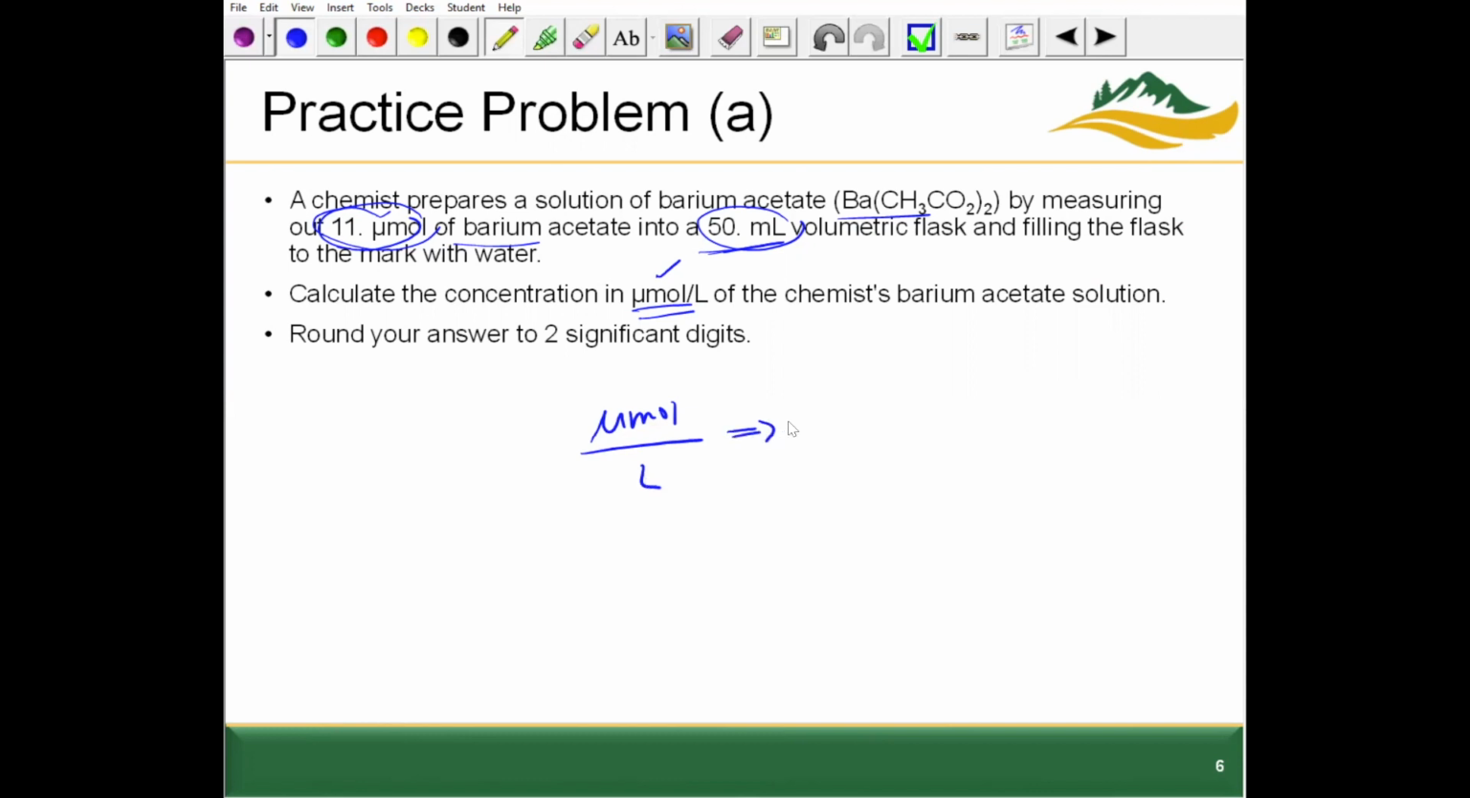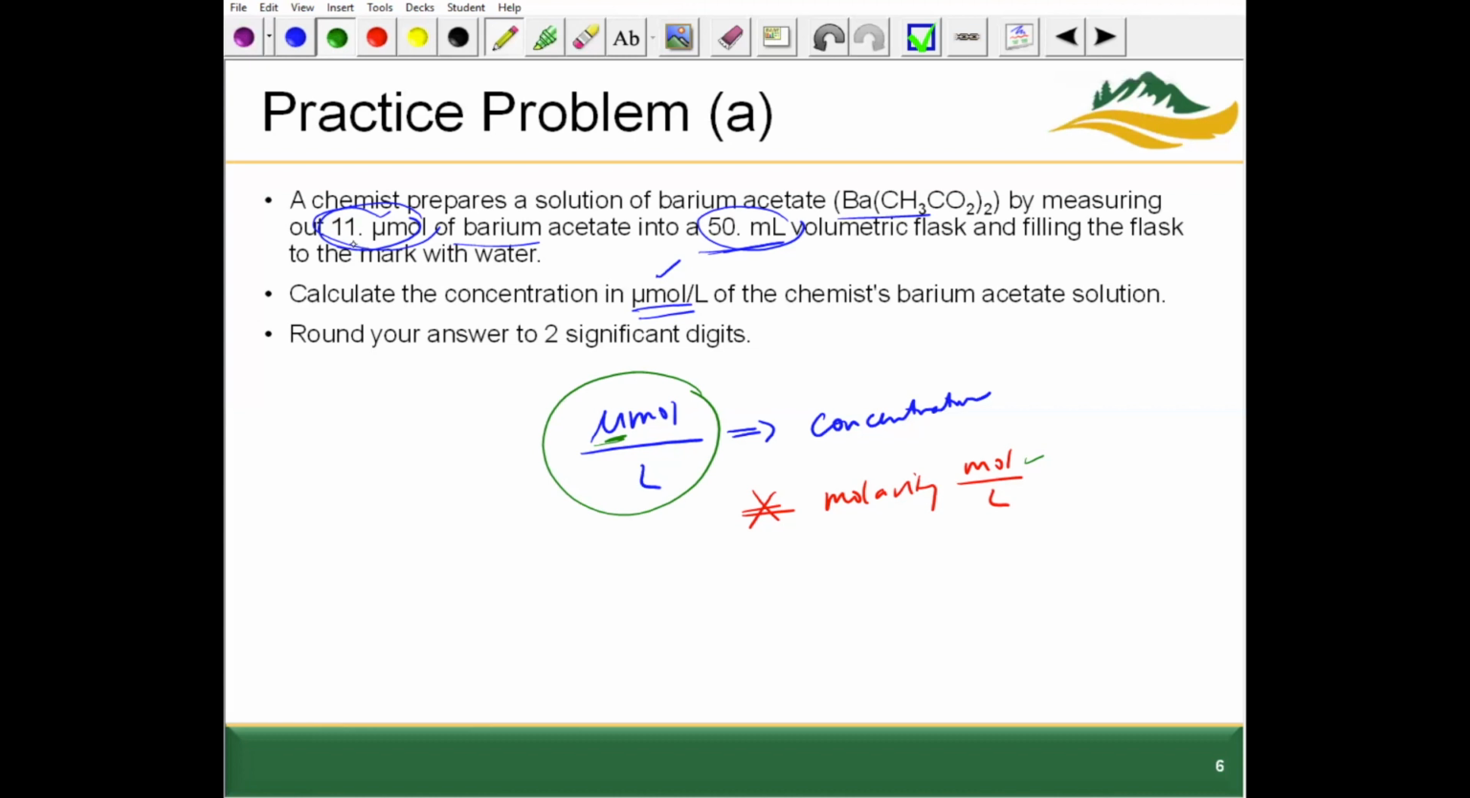So to be clear, a micromole per liter is definitely a concentration, but this is not technically a molarity, because units of molarity have to be in terms of moles per liter and not micromoles per liter. So this is not really molarity. We could get there, we can convert this into molarity. Right now, this is just calculating a concentration in micromoles per liter. So not molarity, because molarity is moles per liter. So let's go on to calculate this.